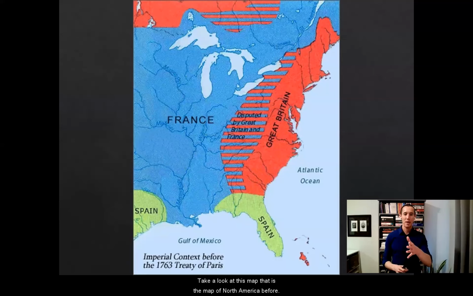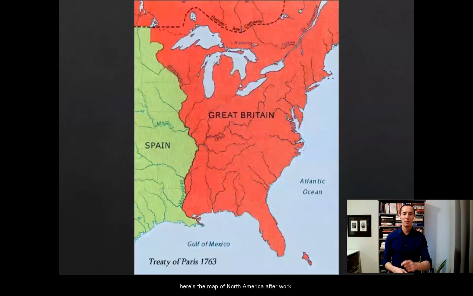And take a look at this map. That is the map of North America before the Treaty of Paris. France is in blue, England's in red, Spain in green. And here's the map of North America afterwards. France is wiped off the map. England controls everything up to the Mississippi River, Spain everything west of the Mississippi River. So England won, just completely wiped France off the map.